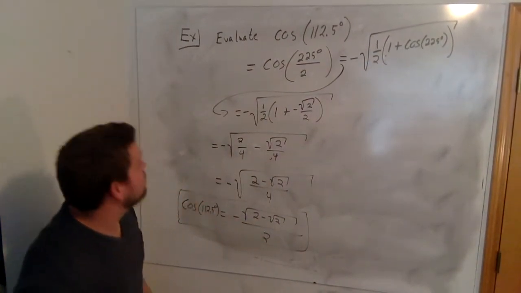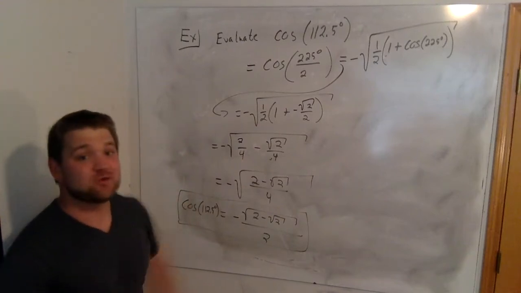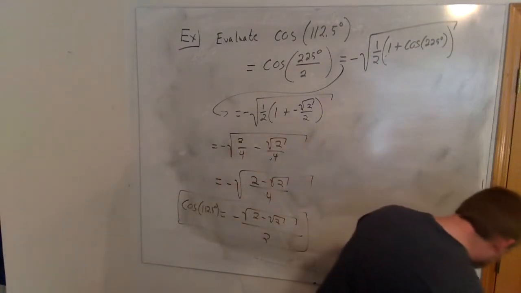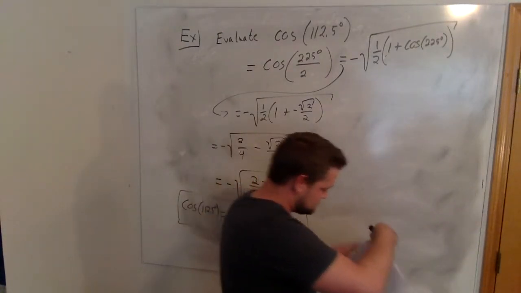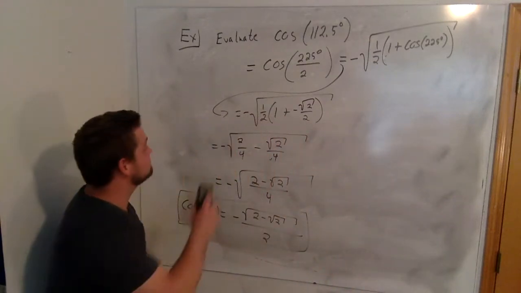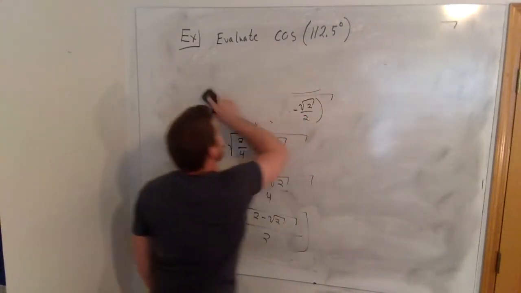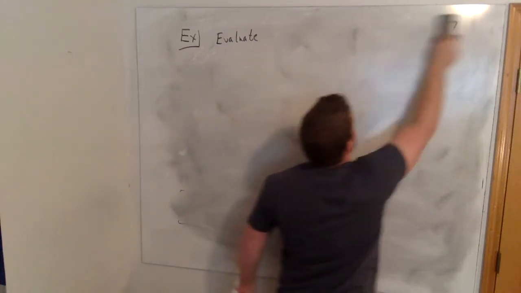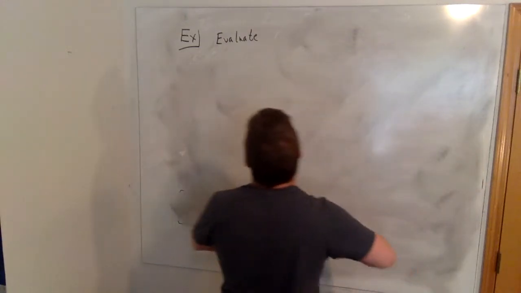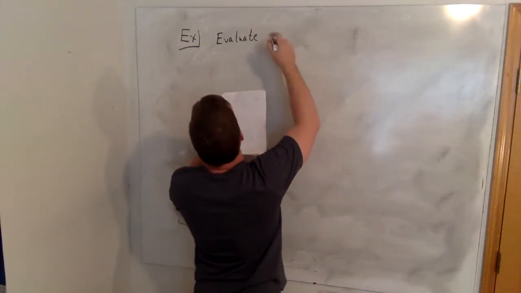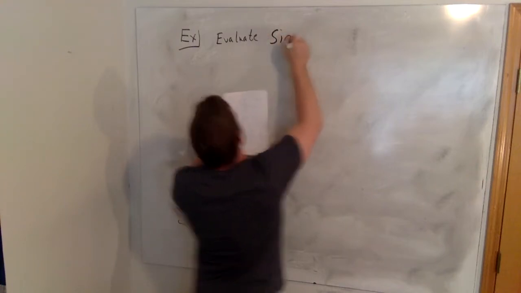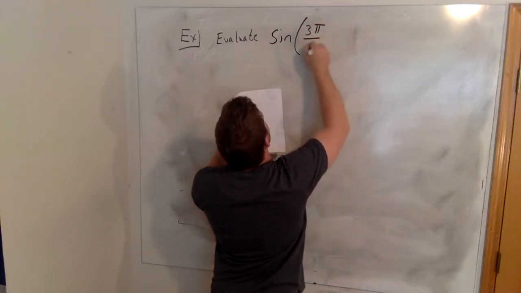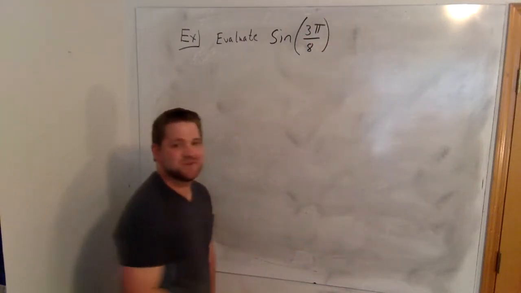All right. So that's how we can use the half angle formula to do some evaluations of cosines and sines. Let's do another one, one that has to do with radians. I want you to try to evaluate sine of 3 pi all over 8. Go ahead and pause the video and give this a shot.